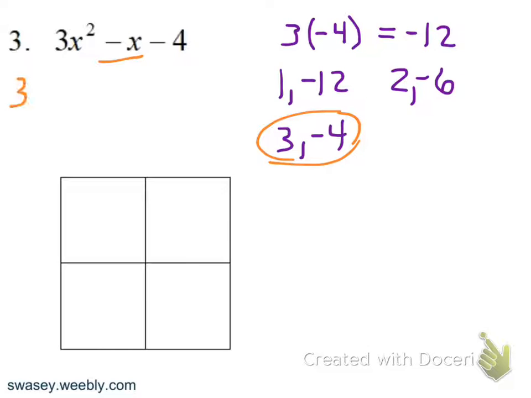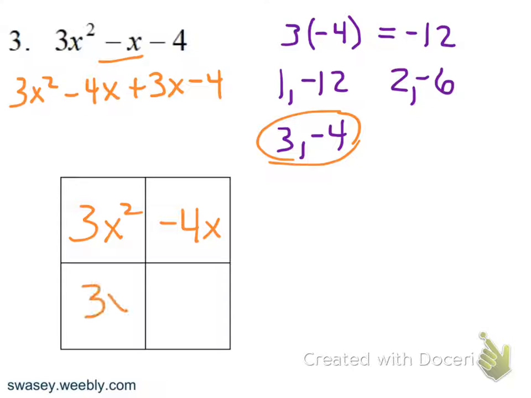Split the middle, so we have 3x squared plus 3x. Actually, I think it'll work a little nicer if we do the minus 4x first. Minus 4x plus 3x minus 4. Fill in your box. Greatest common factor of the top row is x. Greatest common factor of the bottom row is 1.